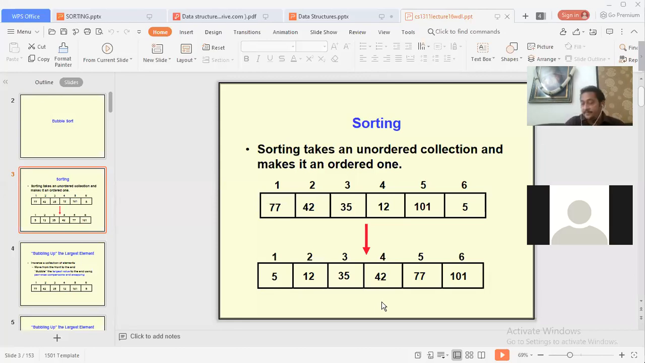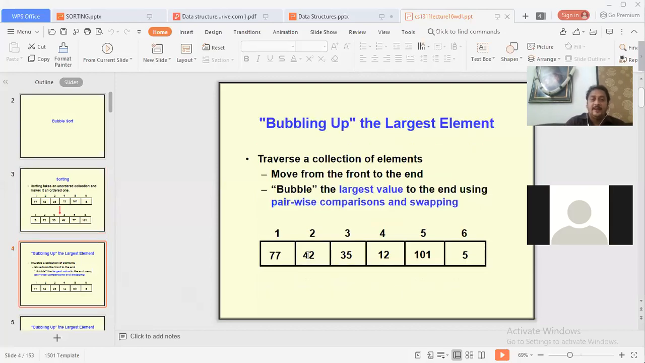Both are completed. Yes sir. Completed now. Okay, then I am going to the next slide. Bubble up the largest element. That means we traverse, bubbling and placing the biggest element to the last element position. So what is the biggest element out of the 6 different elements here?